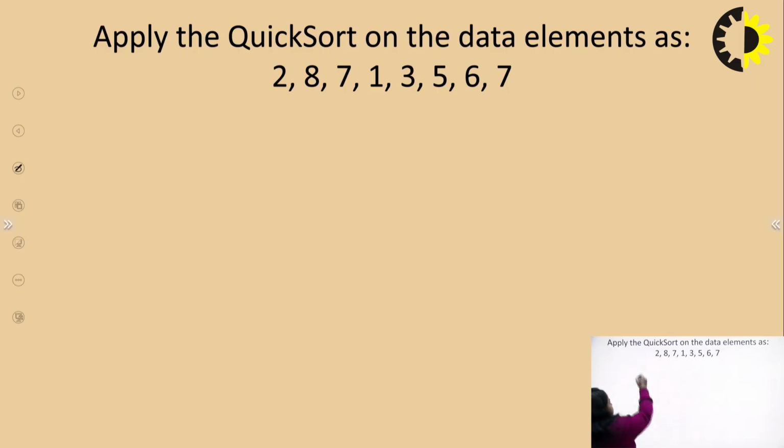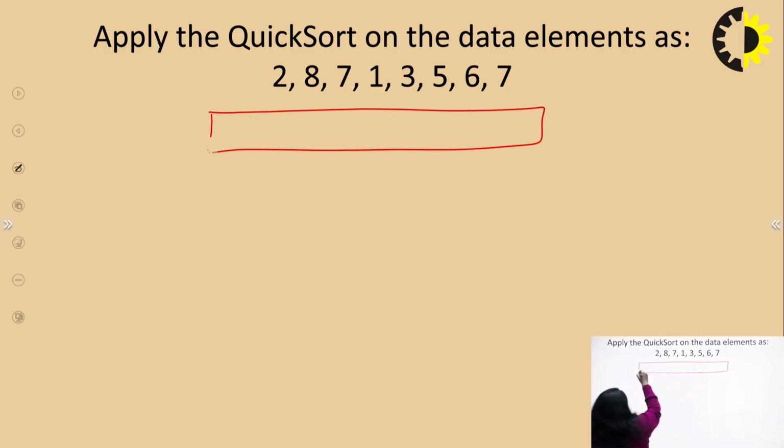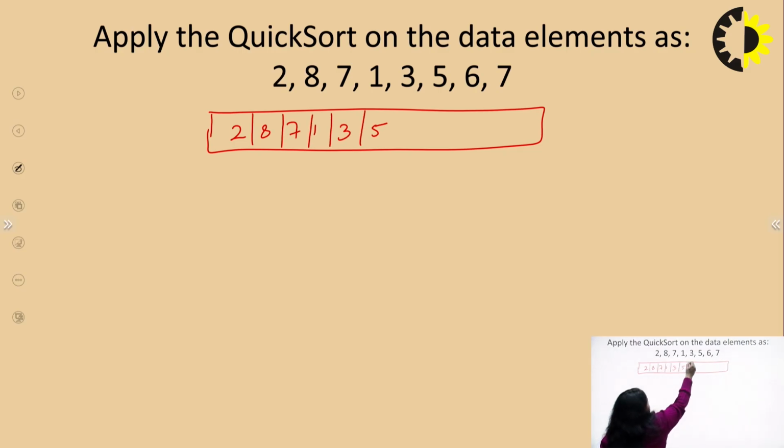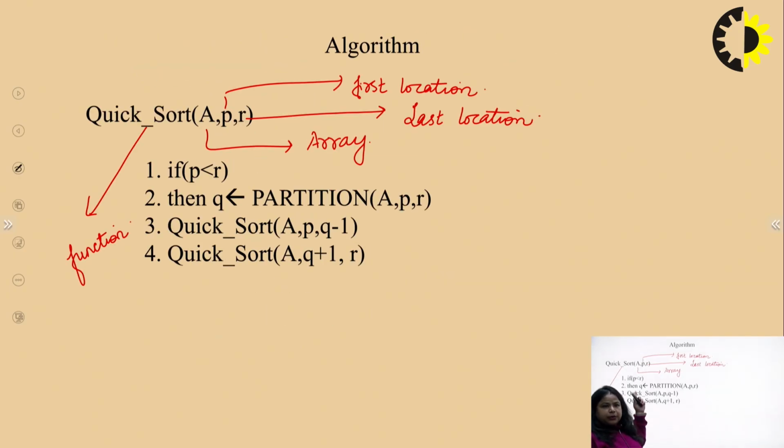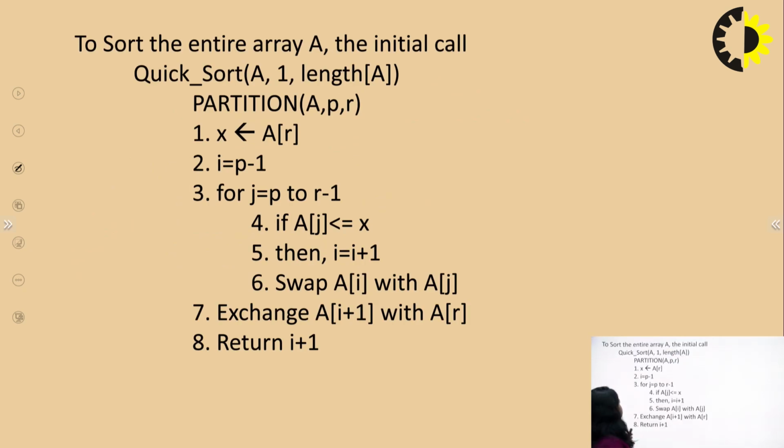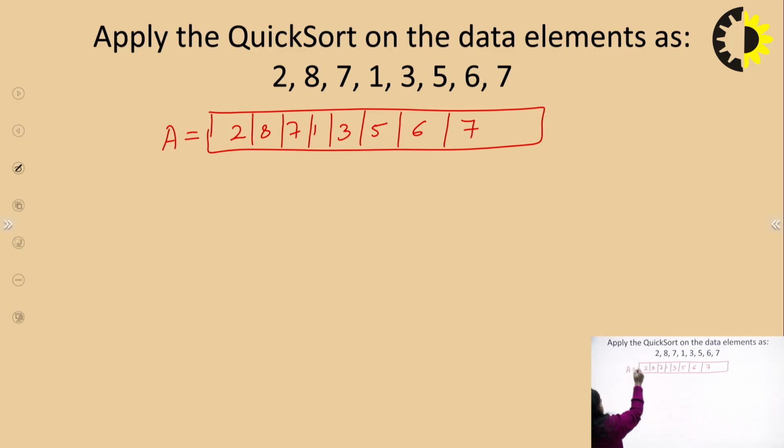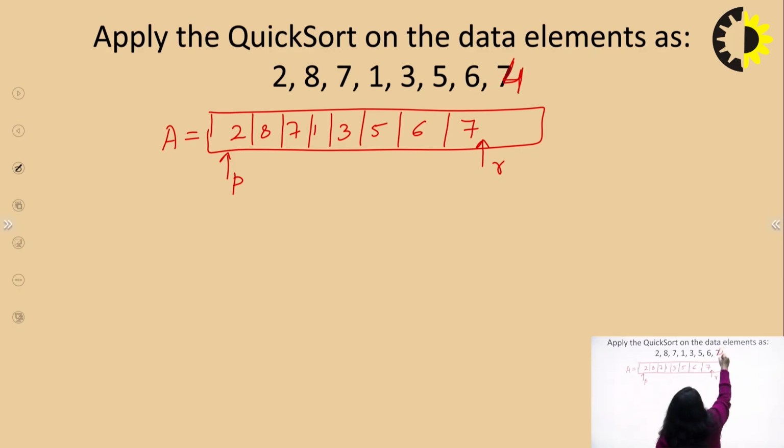Suppose I use this particular array as an example, so let's do the numbering. Say 2, 8, 7, 1, 3, 5, 6 and 7. Suppose I write the call for this quicksort(A, P, R). So in this call, this is the array A, this is the first location P, and this is the last location R, right? This is the way we have to maintain the array. After maintaining this array, this particular element is repeated, so we can take it as 4, right? So suppose I take this element as 4, right?